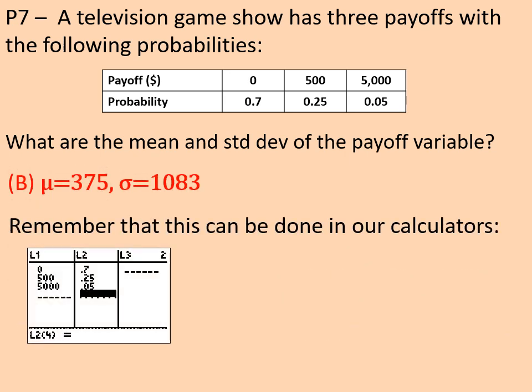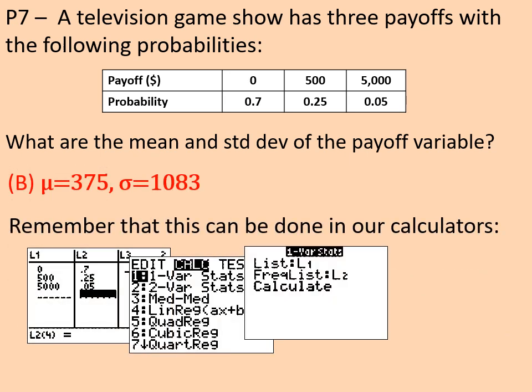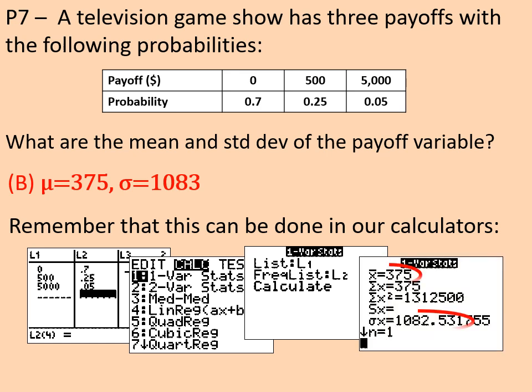All right, so we put the payoffs in list 1 and the probabilities in list 2. We go to stat calc, and then we do a 1 var stats, and then list 1 is the list, and list 2 is the frequency list. So probability or frequency, and then hit calculate, and it gives us our X bar, which is our mean, and sigma, which is our standard deviation.